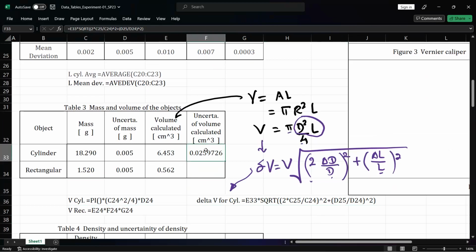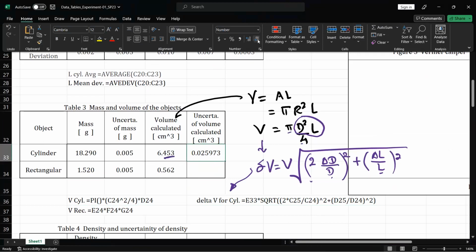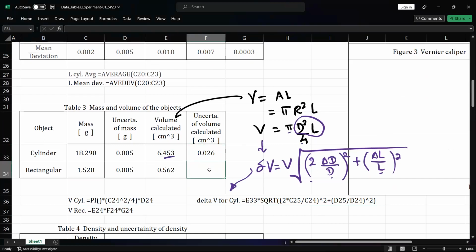Now the errors we need to round by looking into the number of decimal places, right? If I have 3 decimal places, any error showing more than that number of decimal places has no meaning. So you have to show only 3 possible decimal places. Okay, and then similarly I can calculate for volume.